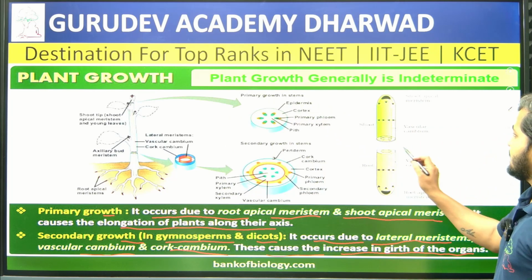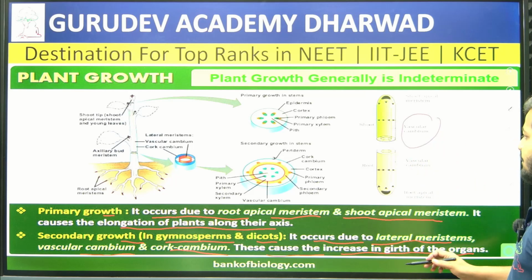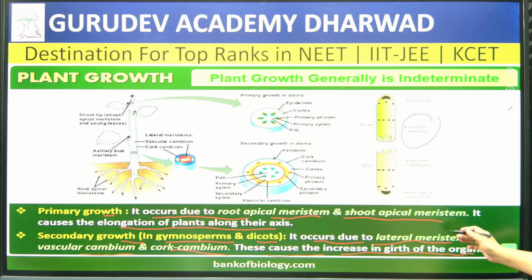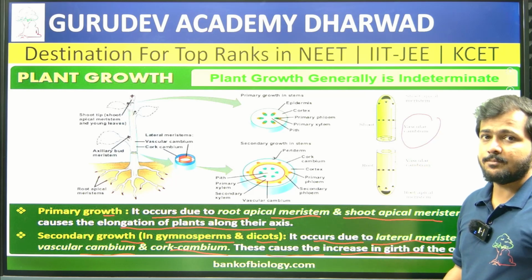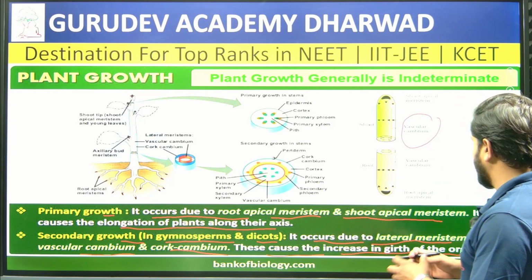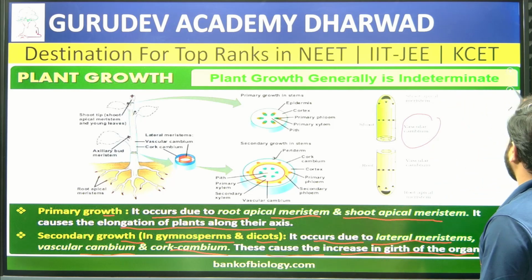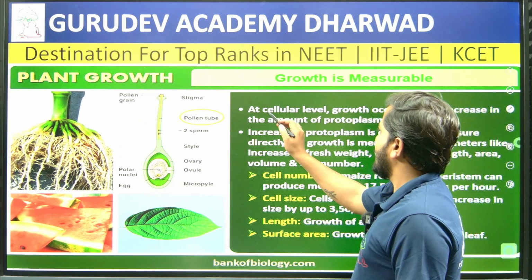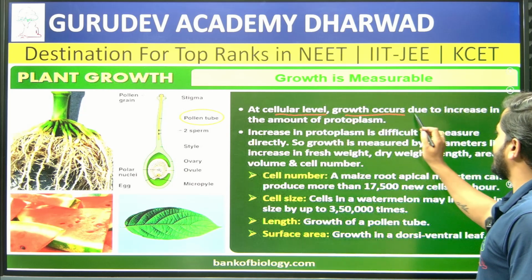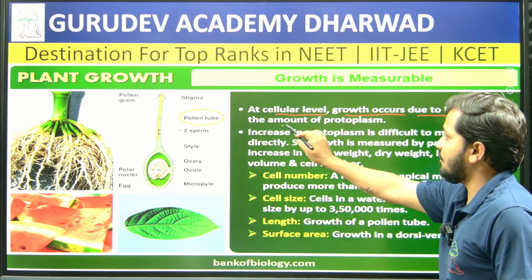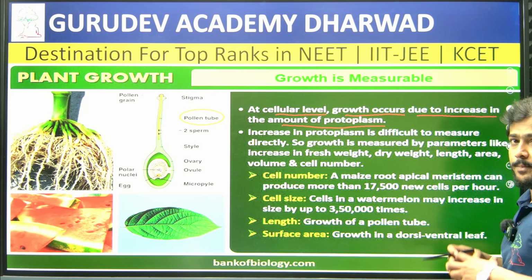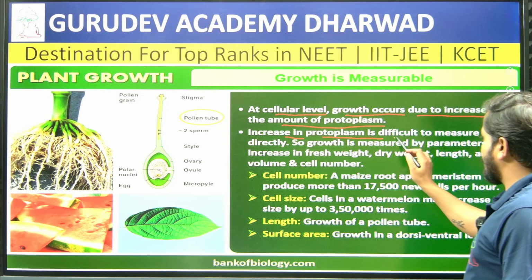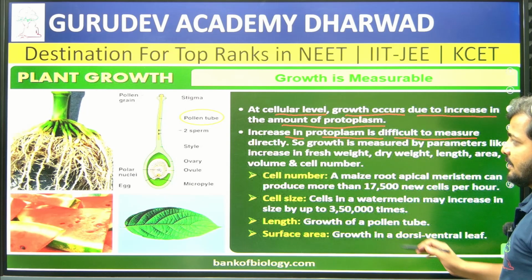Girth can be formed by means of the vascular cambium or the cork cambium. The lateral meristems increase the girth of the plant, majorly the stem, and even the root. At a cellular level, growth occurs due to an increase in the amount of protoplasm. Increase in the protoplasm is difficult to measure directly.